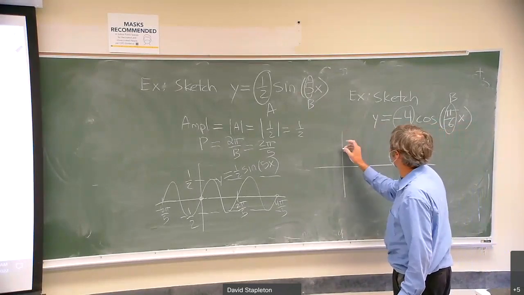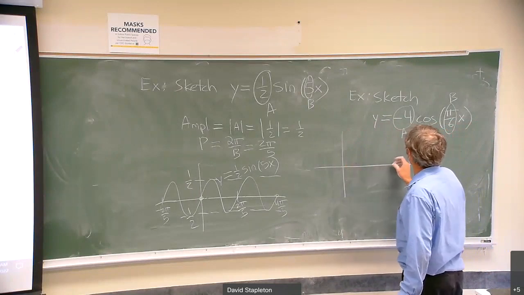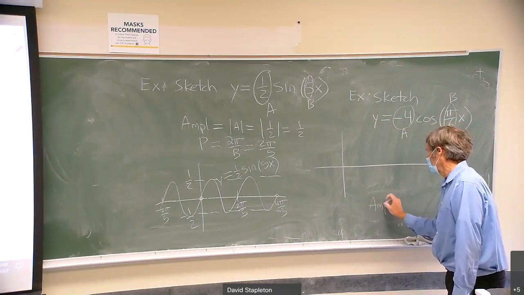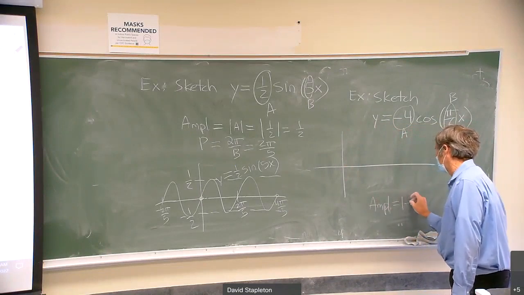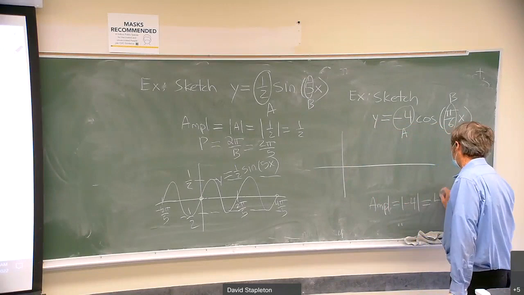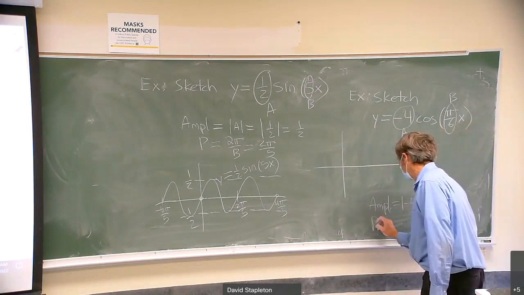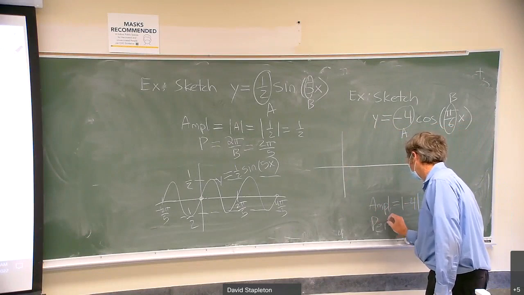So the amplitude is -4. That says amplitude is the absolute value of A, the absolute value of -4, which is +4. Amplitude is always positive, right? Because it's an absolute value. Period, that's the stretching factor. That's what you want, right?